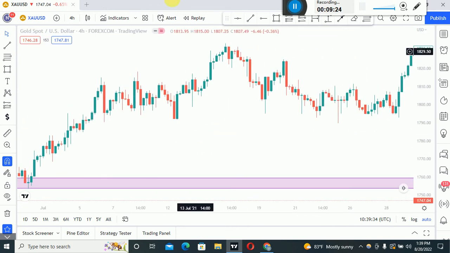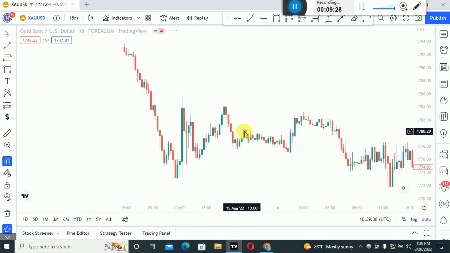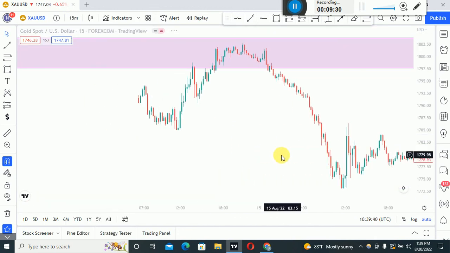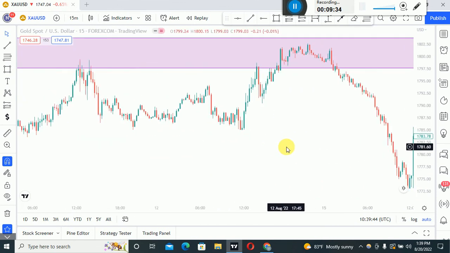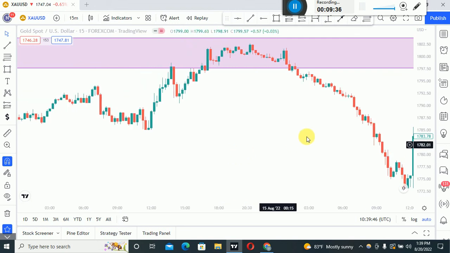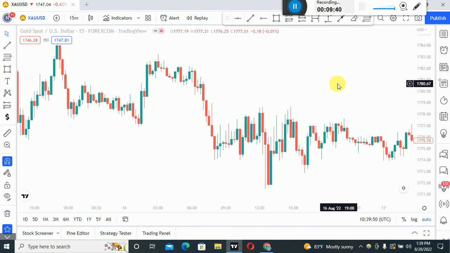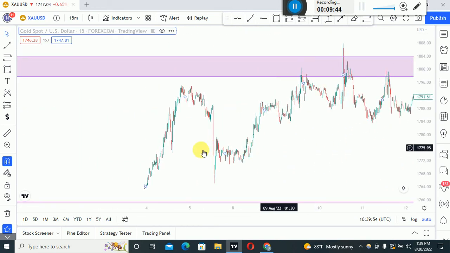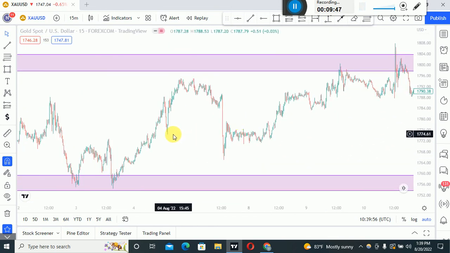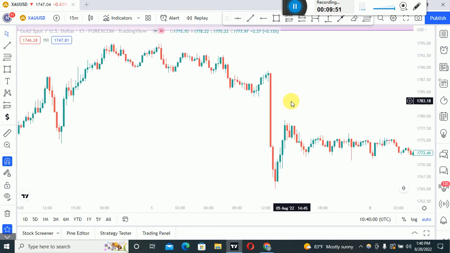Look at this. I want to scale it down to the lower time frame. Let's go down to the 15 minutes and I'm going to show you the pump and dump. It happens in different forms. You don't even know. This is a 15 minutes chart.